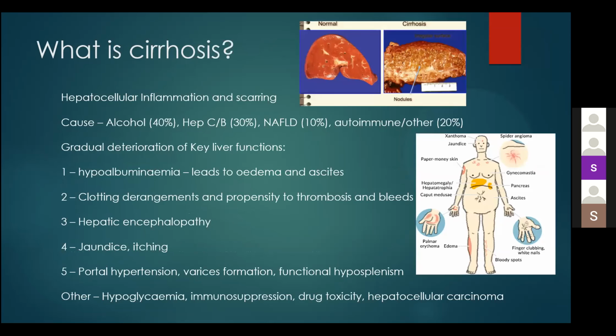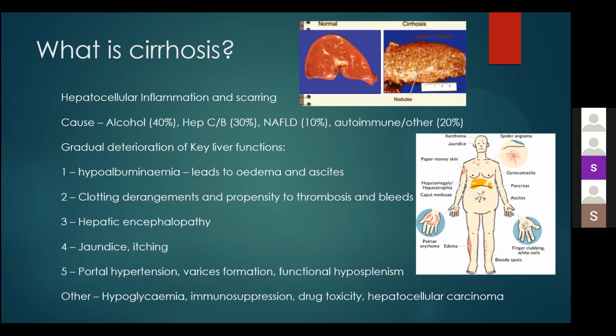So what do we mean by the term cirrhosis? Cirrhosis is a pathological process that involves hepatocellular inflammation, followed by scarring and nodule formation. The word itself comes from the Greek word kyros, which means tawny or orange.